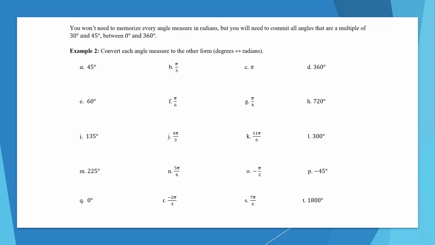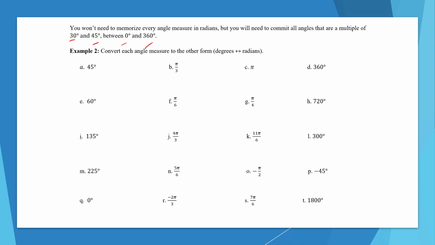But you will need to commit a few angle measures from degrees to radians to memory, but also you can figure it out just by sketching out a quick graph of a circle. And so you'll need to memorize every multiple of 30 and 45 between 0 and 360 degrees. And so let's work on this.